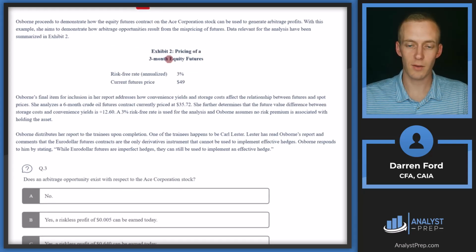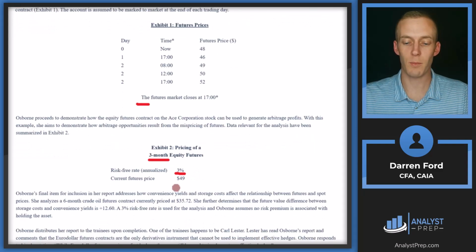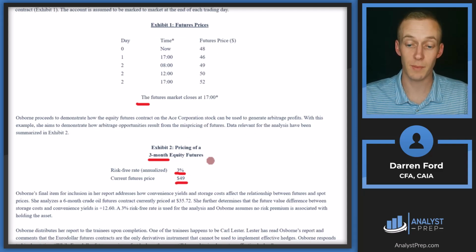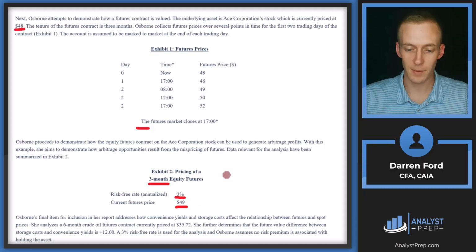So we've got pricing of a 3-month equity futures with a risk-free rate of 3%, and then current futures price. And then we also have the spot price up here at $48. So essentially what we're going to be doing here is calculate the fair value of a futures contract given a spot price of $48 and this 3-month time horizon and 3% risk-free rate. And then we're going to compare that to the current futures price and determine whether there's an arbitrage opportunity there.